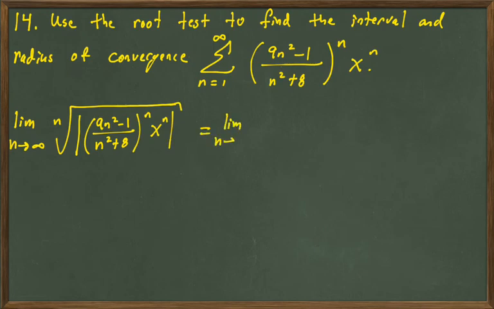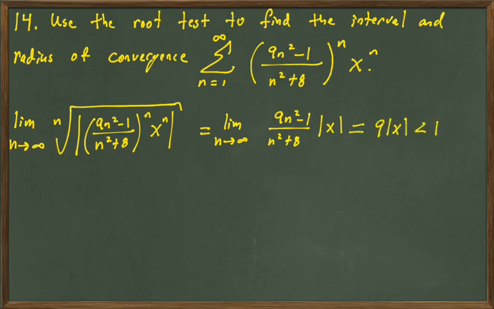So this becomes the limit as n goes to infinity. The nth root and the nth power will absorb. So we have 9n squared minus 1 over n squared plus 8. That's always going to be positive when n is greater than or equal to 1. And we just need the absolute value on the x. 9n squared minus 1 over n squared plus 8. You've got a tie in degrees. So the horizontal asymptote is going to be the quotient of leading coefficients. So that limit's going to be 9 over 1, or just 9. 9, and then the absolute value of x.